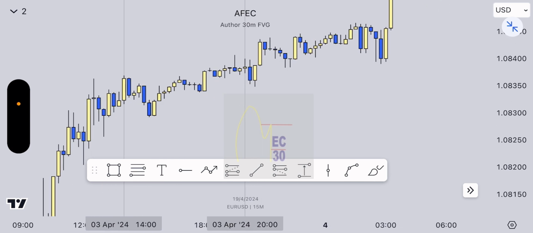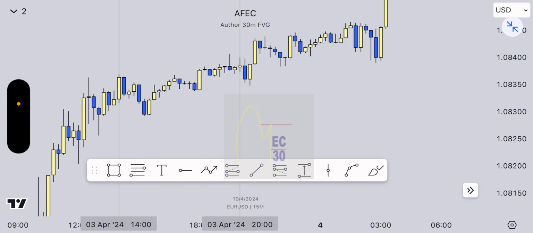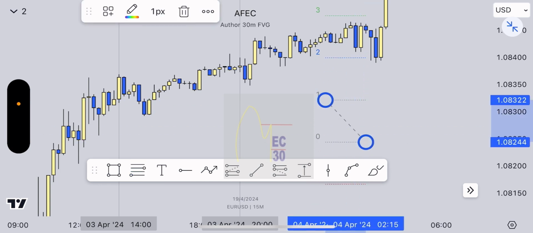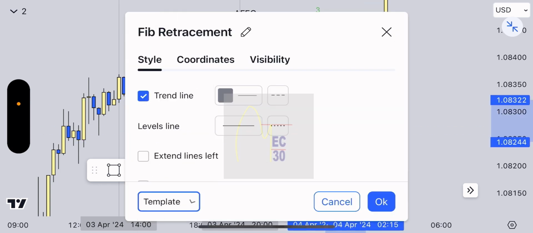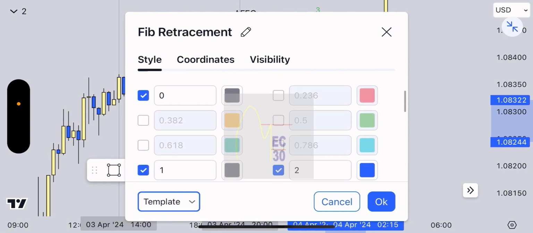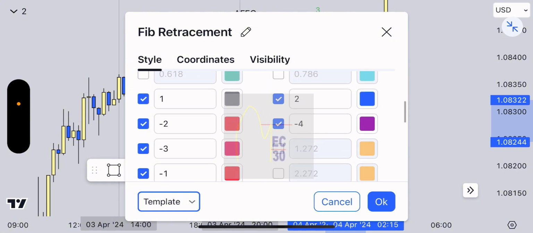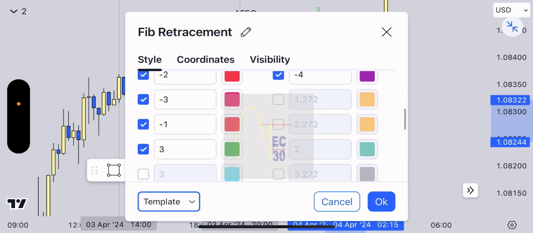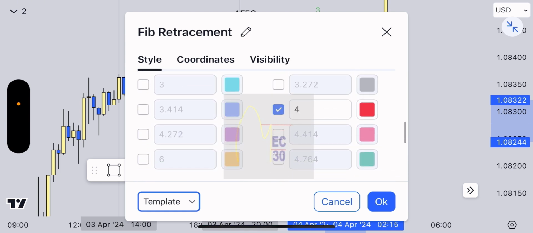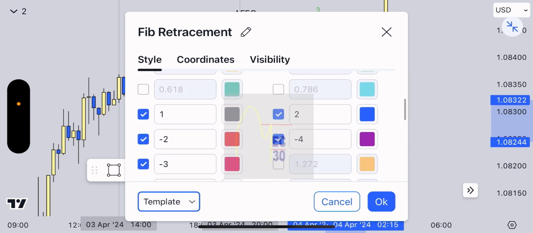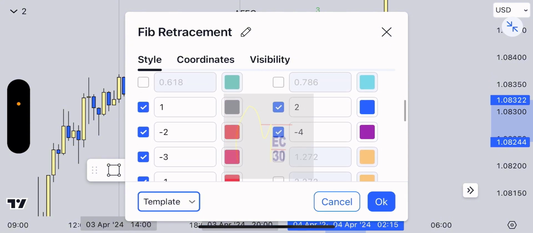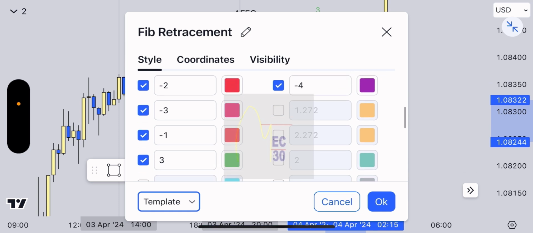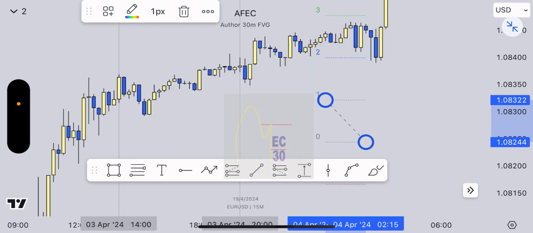So we have these numbers on our Fibonacci. Let me show the settings. This is my Fibonacci settings. You can screenshot it and then set it up like this. You can see 1, 2, 3, and 4. You can see -1, -2, -3, and -4. We use this for the projections.